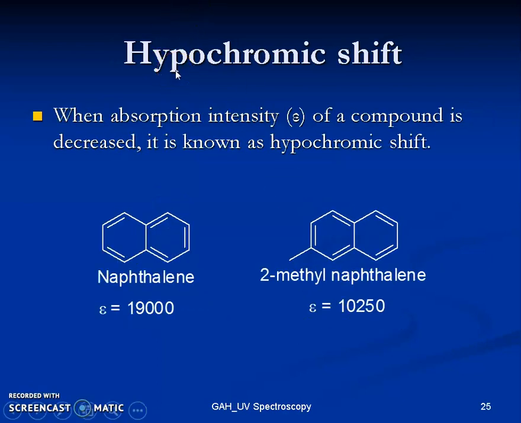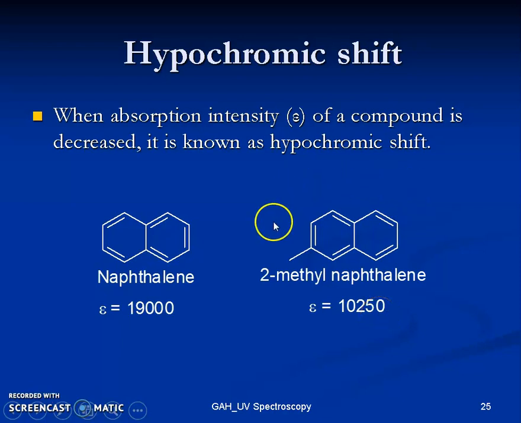Coming to hypochromic shift, it's a type of the intensity shift where the molar absorptivity is coming to lower values. When absorption intensity or the absorptivity of a compound is decreased, it is known as hypochromic shift. And we have an example here, naphthalene and 2-methyl naphthalene. So naphthalene is having a molar absorptivity value of 19,000, and with the introduction of a methyl group at second position, the molar absorptivity drastically reduced to 10,250.